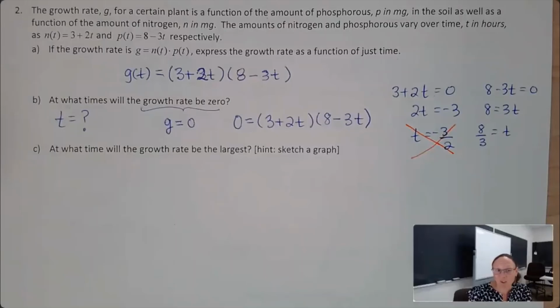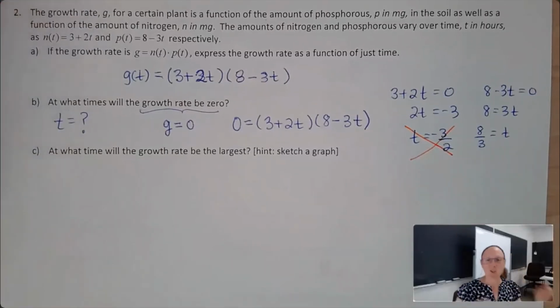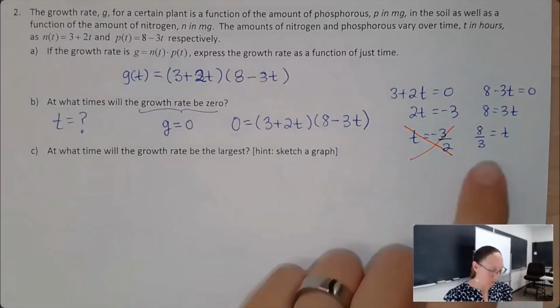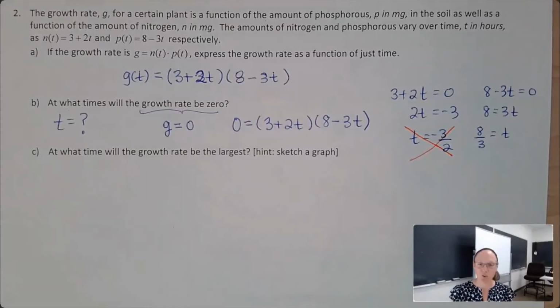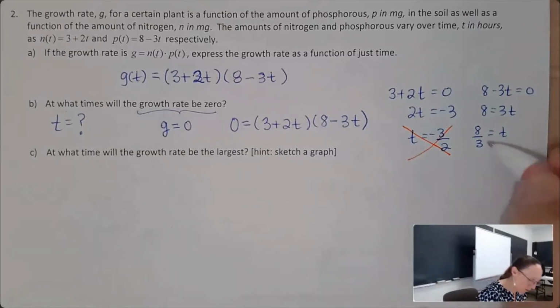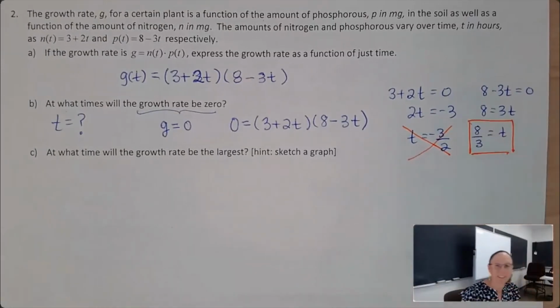So in terms of answering the question, at what times will the growth rate be 0? We can't go back in time. So in the context of this problem, my only answer would be 8/3. Even though both of these are the solution to the equation, and they're both valid solutions to the equation, when we have word problems, we also have to take into account the context of the word problem to see if the solutions are reasonable. And here, a negative time isn't reasonable. So the only answer to that second question would be that t equals 8/3.